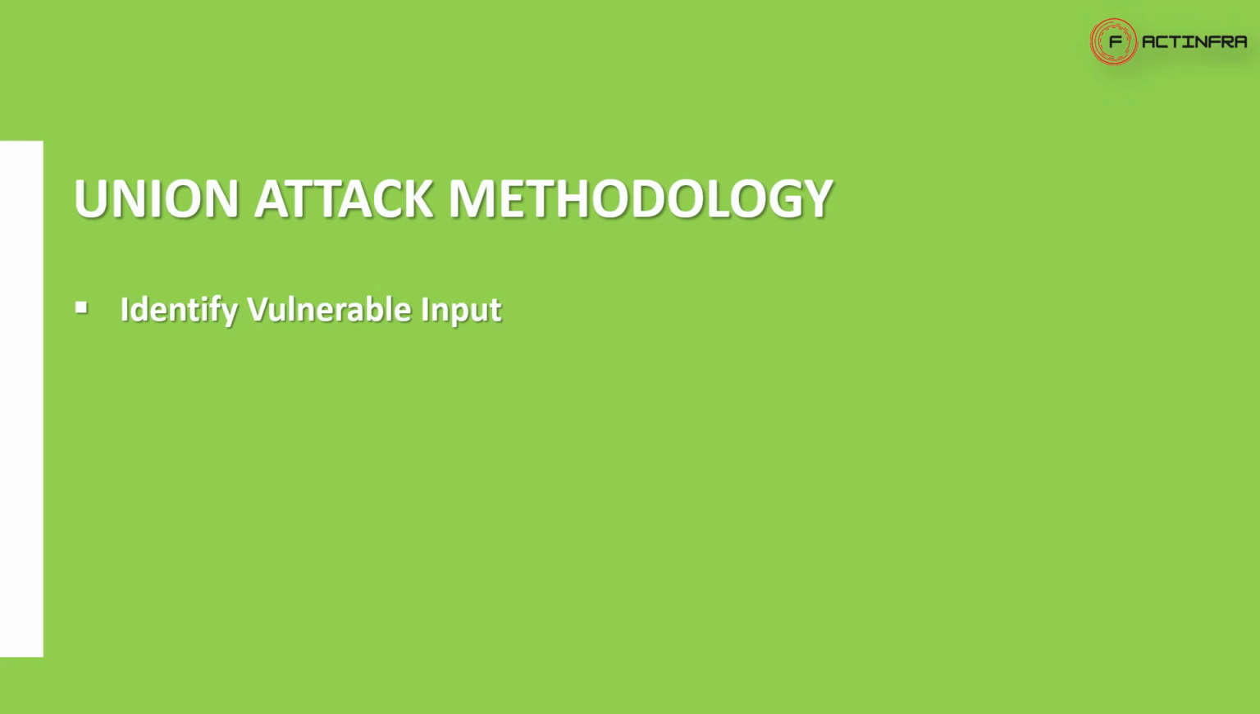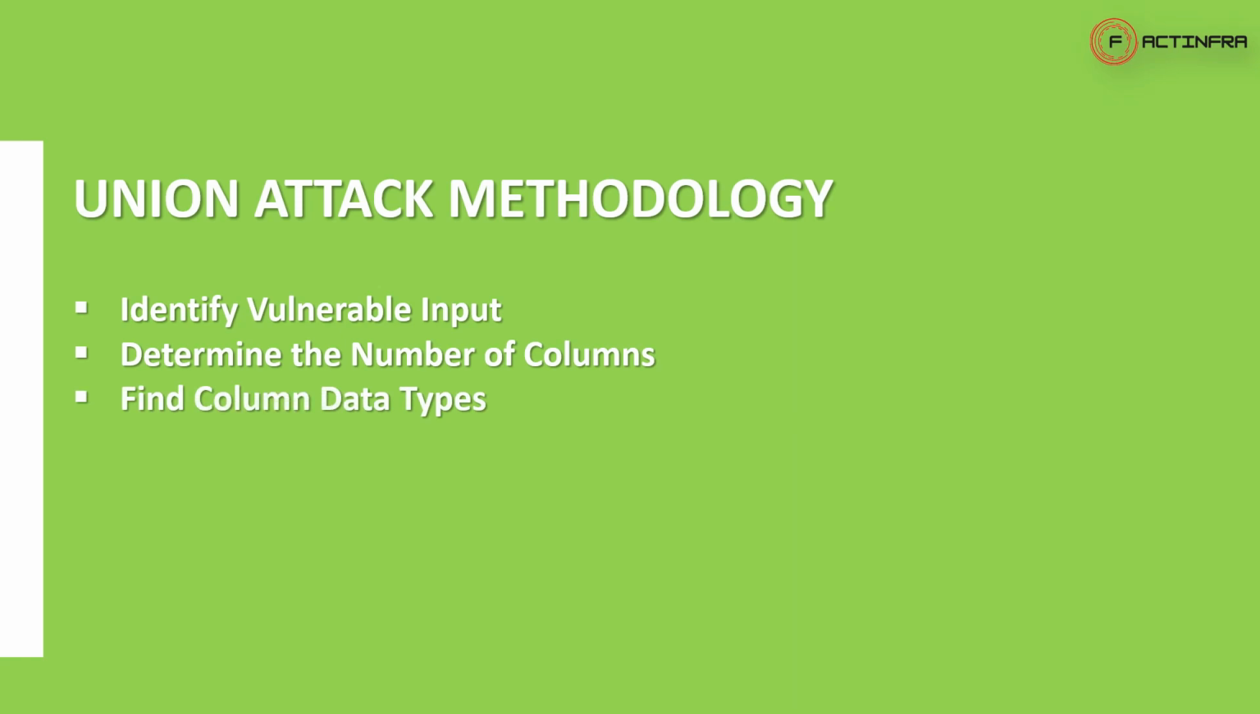So, identify the vulnerable input. After that, determine the number of columns. We already saw in the previous videos how we can extract information about how many columns are there in the database. After that, find the column data type. After knowing the number of columns, we need to know the data type of the columns. We already saw in just the last video how we can find the column data type.